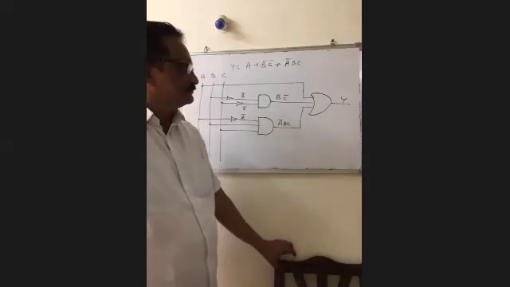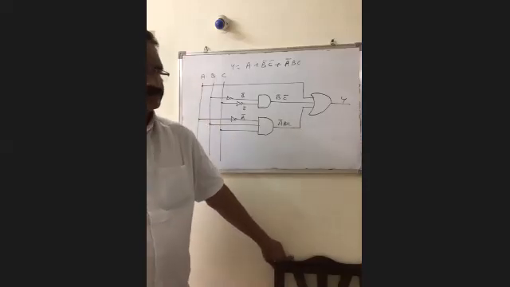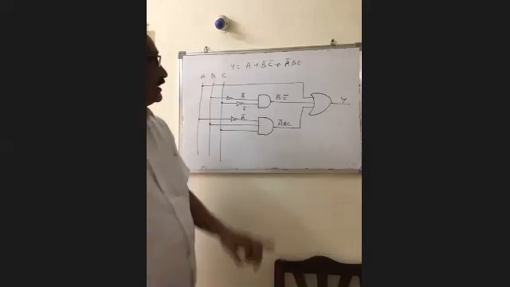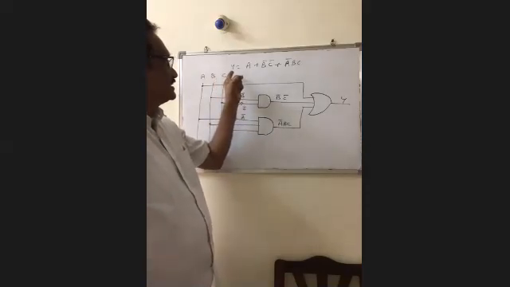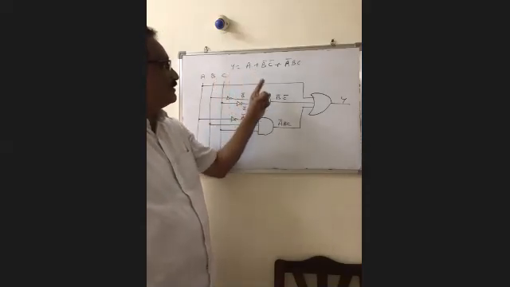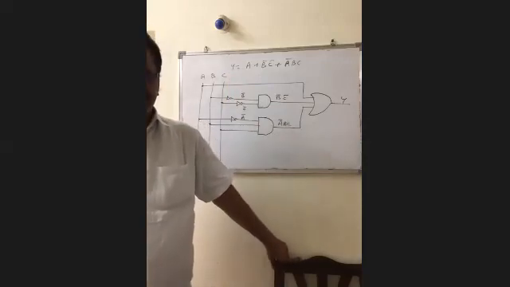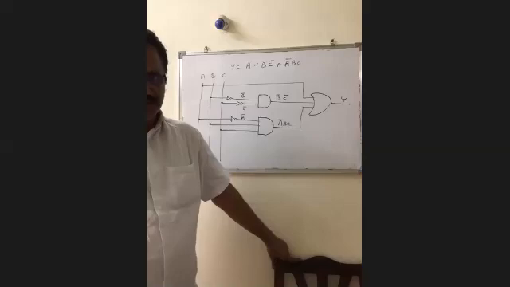Draw that line. Take one more example. To realize the given expression Y equal to A plus B bar, C bar plus A bar, BC by using only NAND gates.